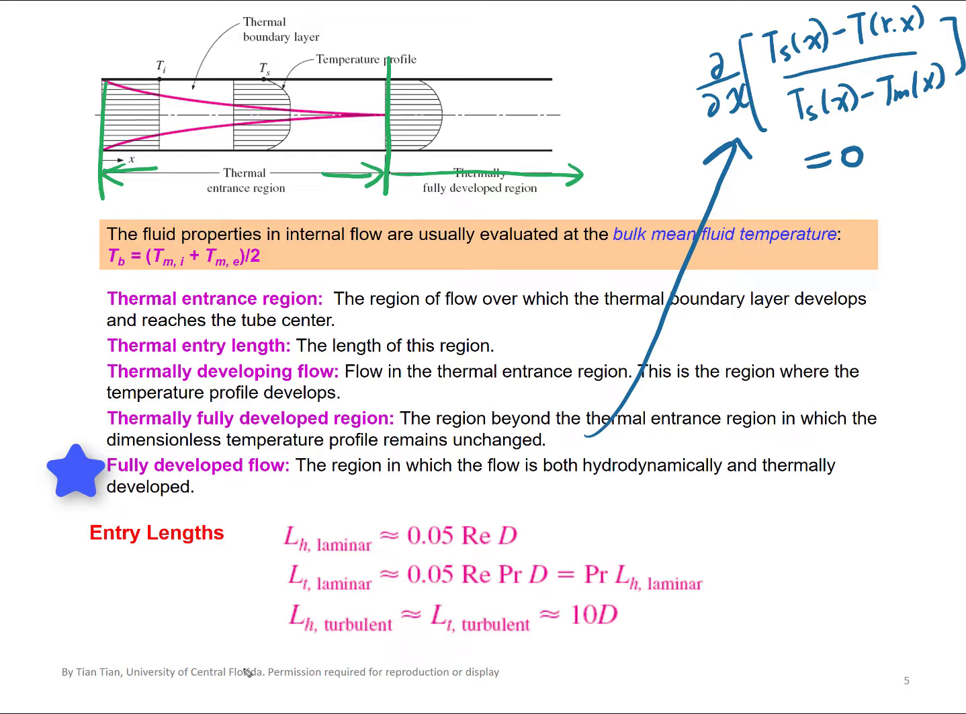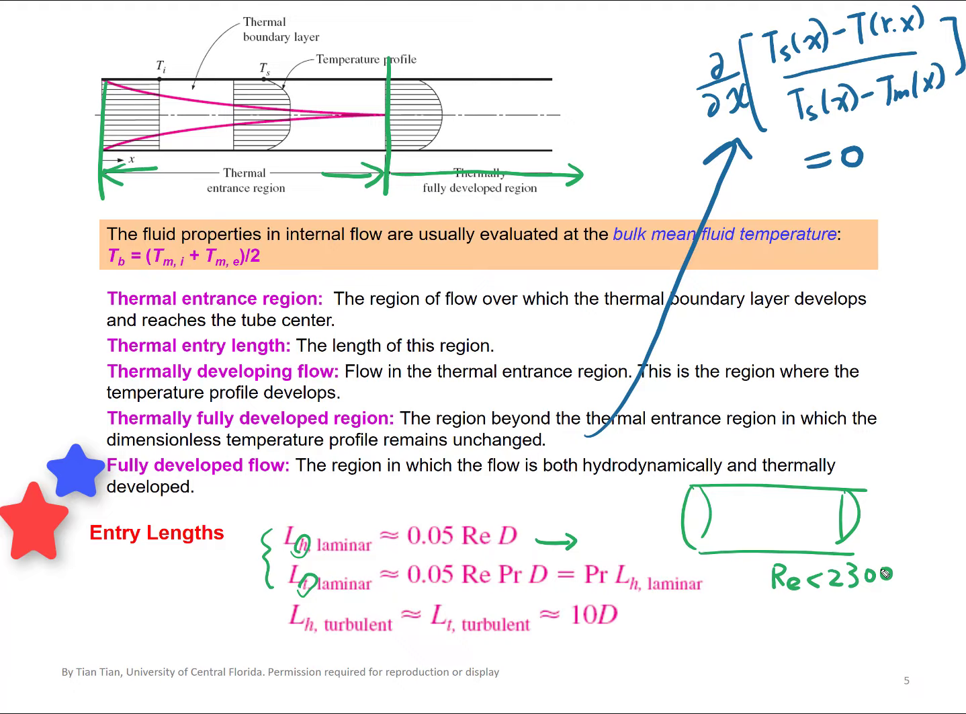Now we present equations to compute entry length. These two equations are for laminar flow. And here H represents hydrodynamic, T represents thermal. Say if you have a pipe, first you calculate Reynolds number. You find it's smaller than 2300. Then you know it's laminar flow. Say the length of the pipe is L. Then we can use this equation to calculate hydrodynamic entry length. Say it's L prime. If L is smaller than L prime, that means your flow is hydrodynamically developing. Your flow has not passed the hydrodynamic entrance region yet.